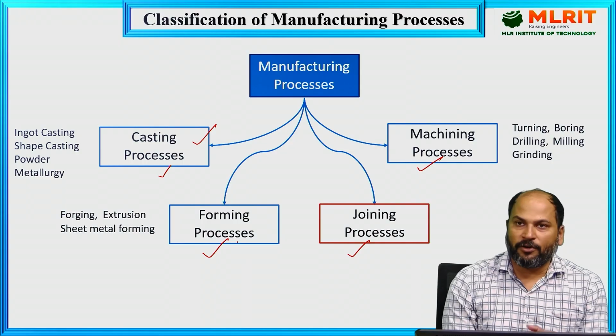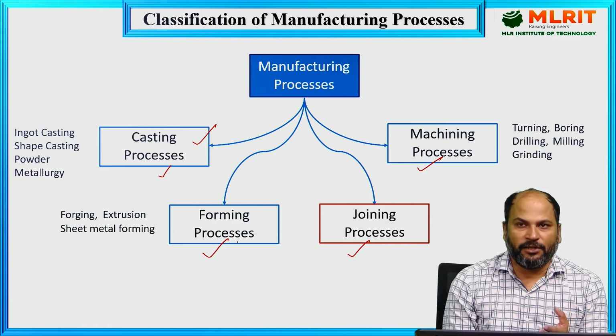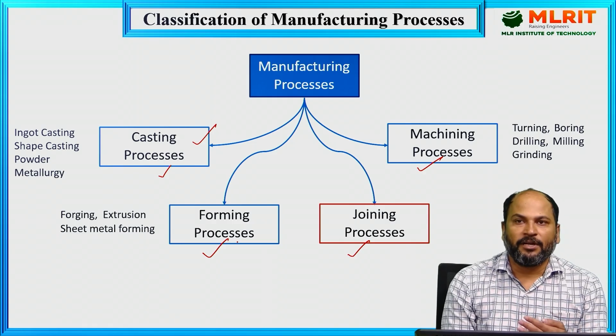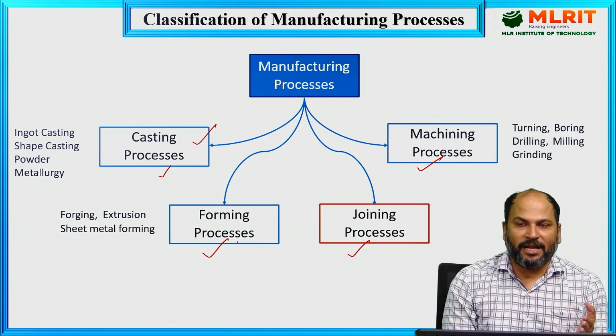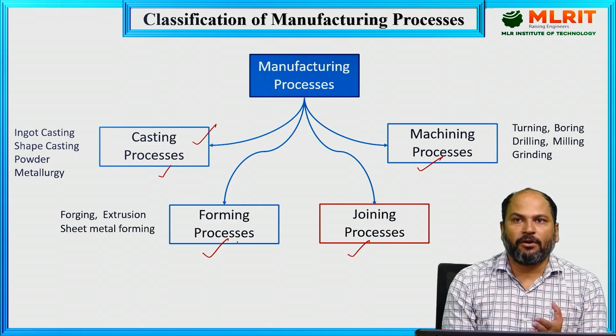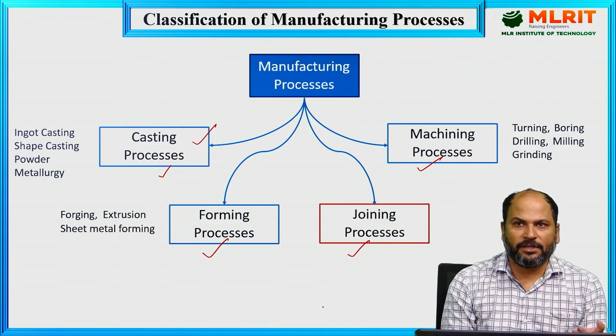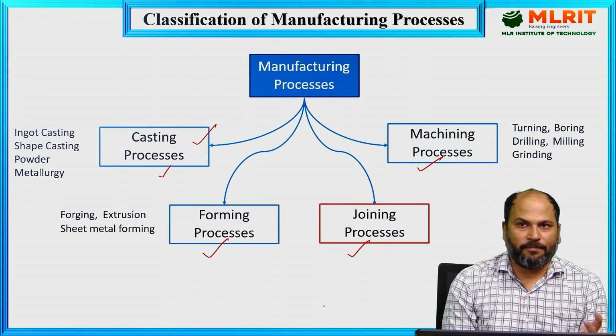Second one is forming. Here we don't have to melt the material. What we do is use different types of forces, and by applying the forces we change the dimension. So the material will come to its plastic state, whether we are doing it at room temperature, I mean cold working, or it is hot working. Depending upon that, we'll apply the forces. Different kinds of forces can be applied, and then we'll change the dimension of the specimen.